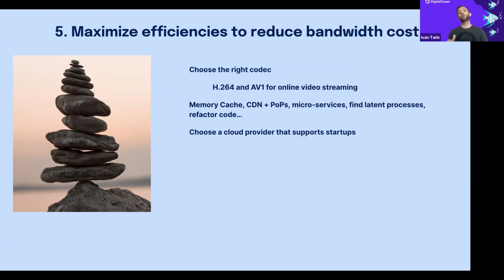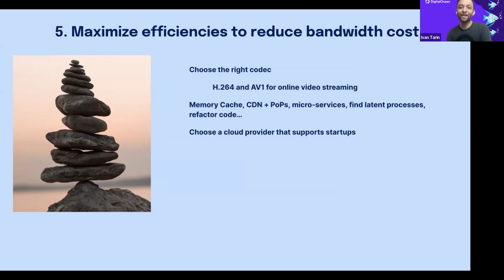So we typically advise using the right codec, either H.264 or AV1 for online video streaming. Of course, all the other things that we mentioned: using a memory cache, using CDN POPs, microservices, and some things that Oliver mentioned, like monitoring your infrastructure and seeing if you find any patterns where you could increase efficiency, deploy to a different area.